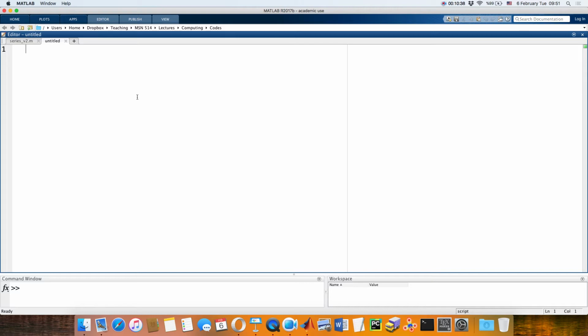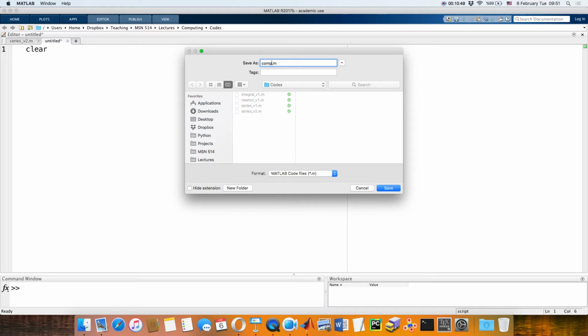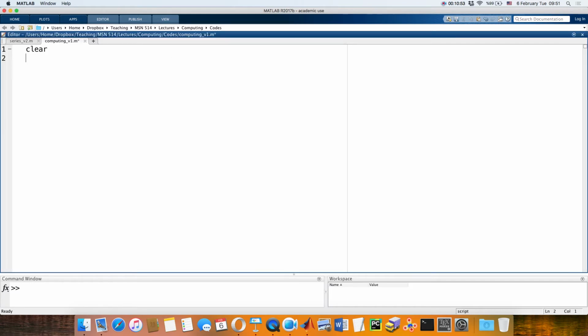From scratch? From the start. Okay, clear. Okay, let's call this computing version 1. Okay, so I will define x to be between -3 and 3.